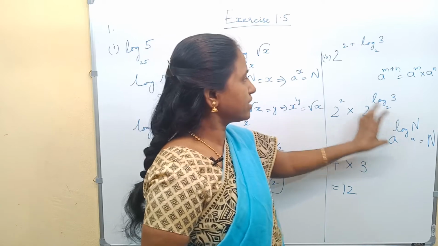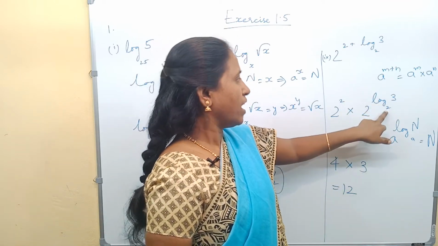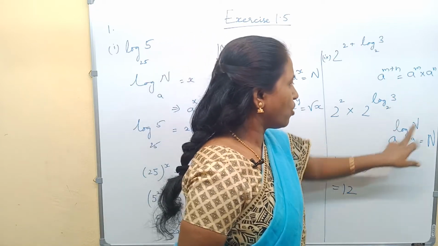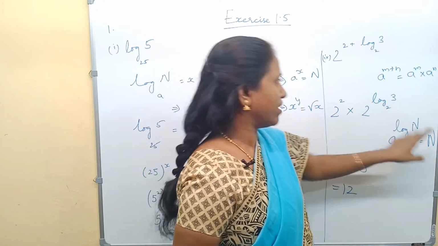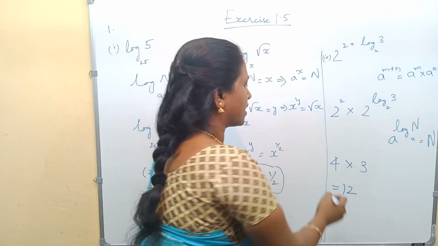Right? Now let us just equate these two. What is our a? A is 2. Again base 2. That is a. And then n is 3. The whole thing equals n. What is our n? 3. So 4 into 3, which is nothing but 12.